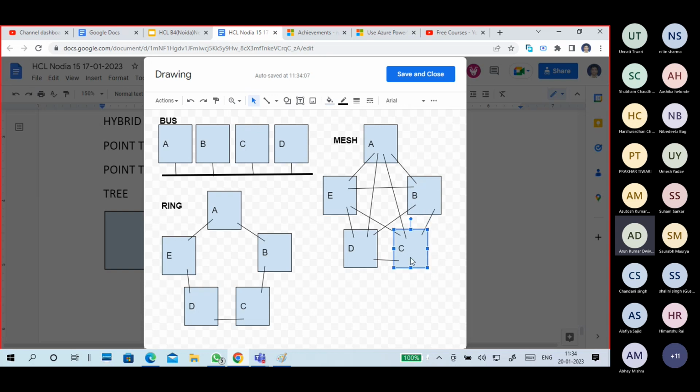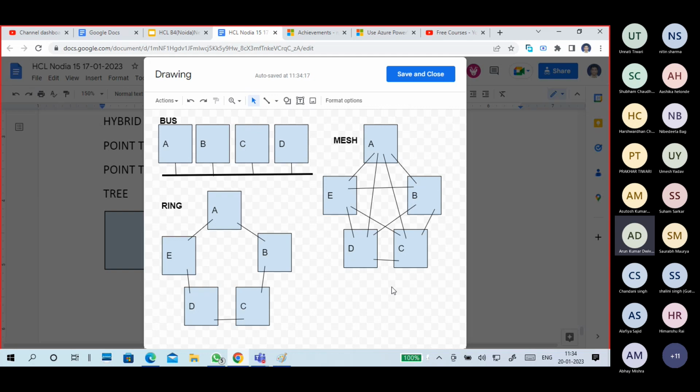For example, if this device is down, the remaining devices will communicate. Only C is not available. Okay, this is the mesh topology. Every device is connected to all other devices. It is redundant, meaning if one way is not working, another way will work.